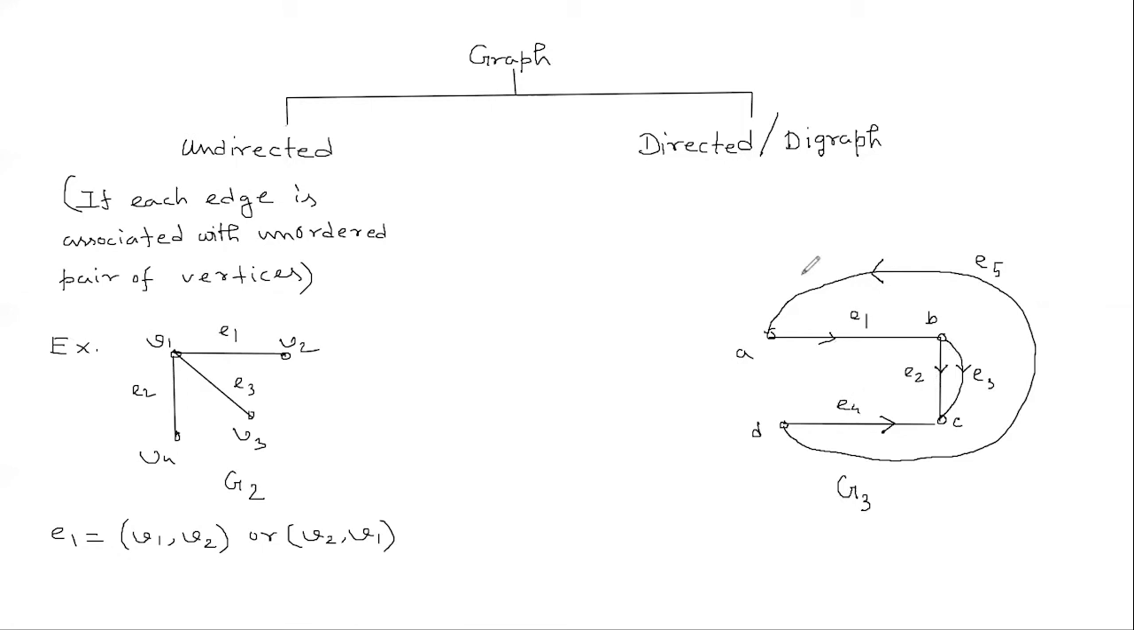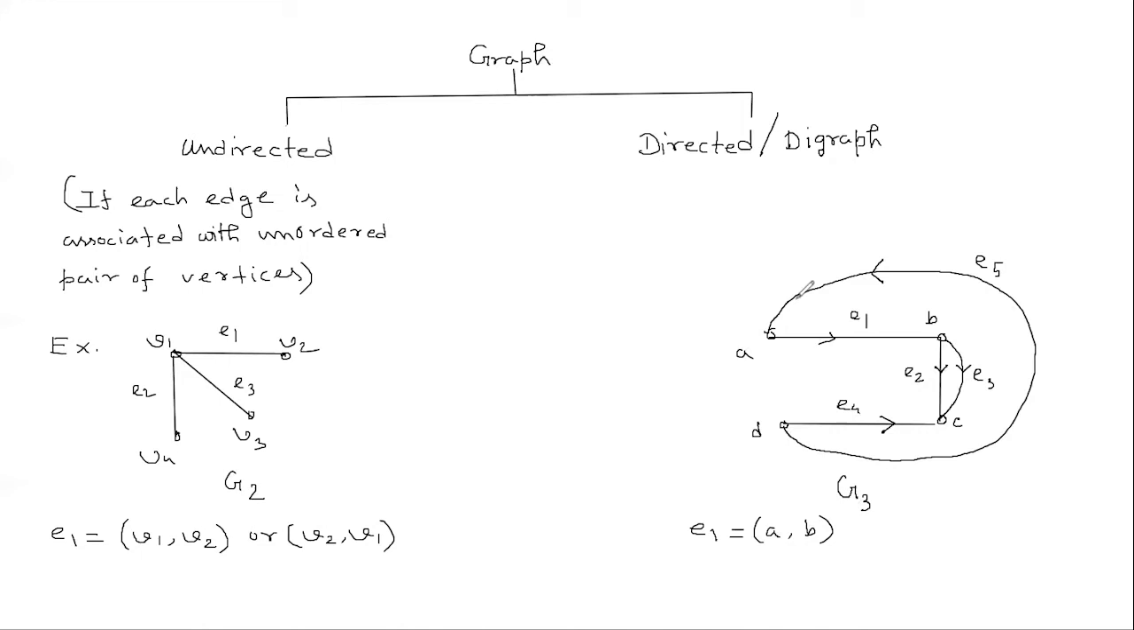If an edge is associated with an ordered pair of vertices, like in G3, our E1 is AB. So there is a direction from A to B, not from B to A. This is the edge along which we can go from A to B. We cannot traverse from B to A along this edge E1. So this is an ordered pair of vertices E1. And here we can see each of the edges in G3 is associated with an ordered pair of vertices.